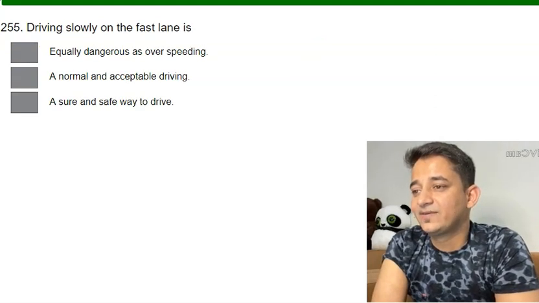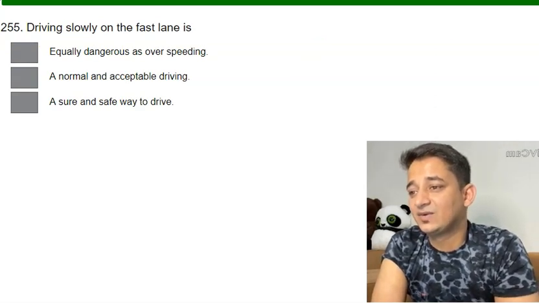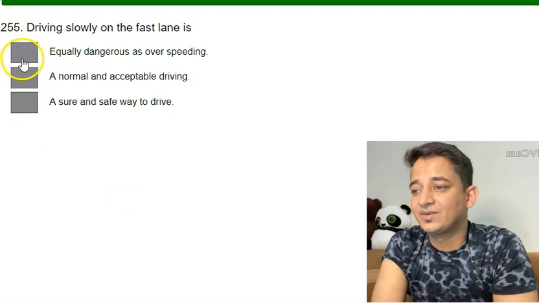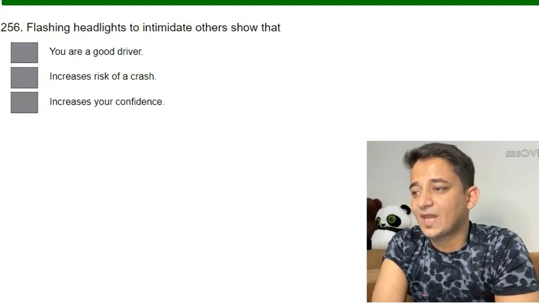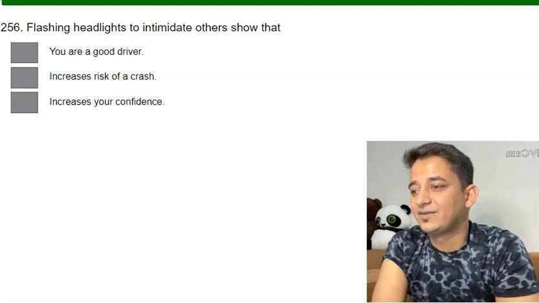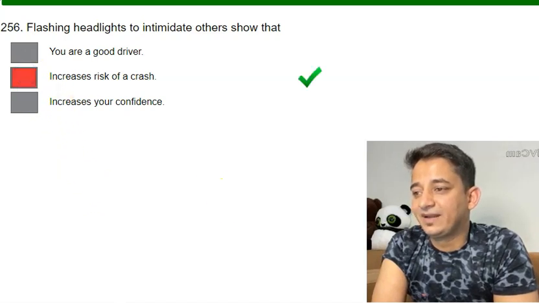Driving slowly on the fast lane is equally dangerous as overspeeding. A normal and acceptable driving is a sure safe way to drive. It's equally dangerous as overspeeding. Flashing headlights to intimidate others shows that you are a good driver, increases the risk of crash, or increases your confidence. It increases the risk of crash.